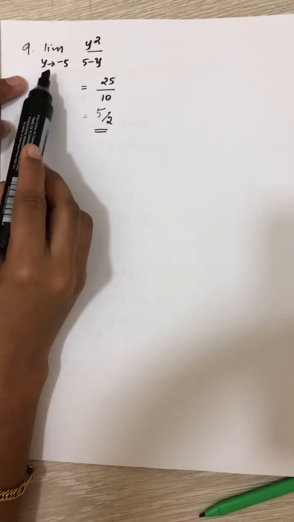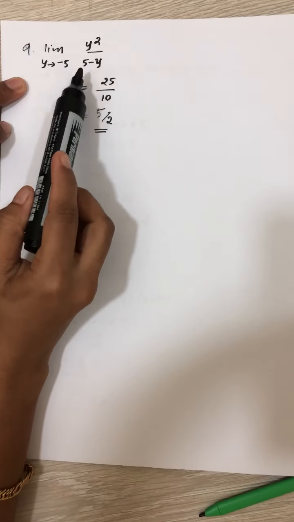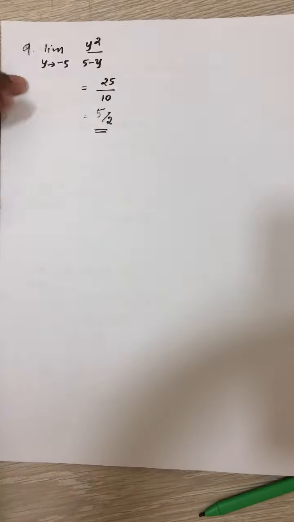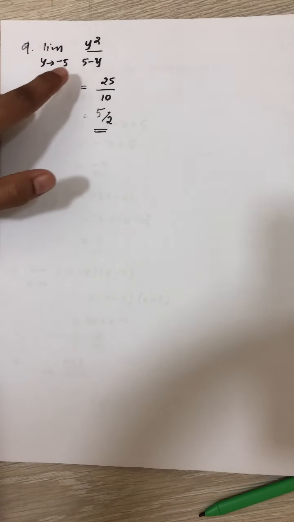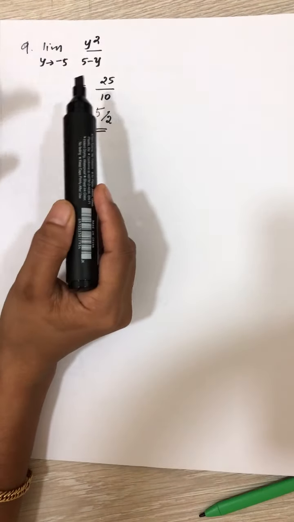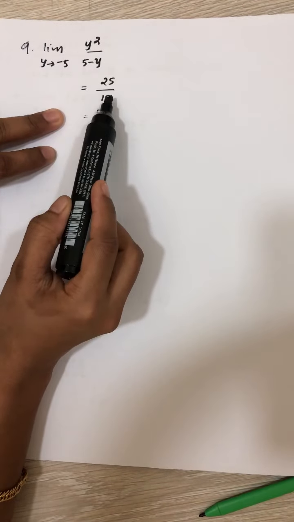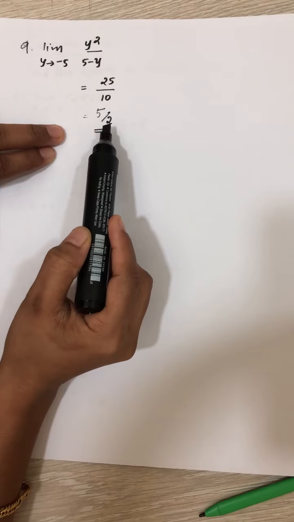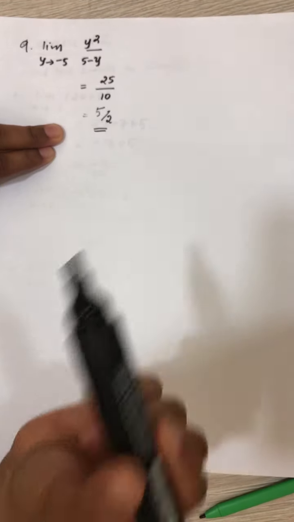Next one, limit y tends to minus 5, y square by 5 minus y. Again a rational function and the limit of the denominator is non-zero. So we can just substitute, that is 25 by 10. This can be simplified into 5 by 2.